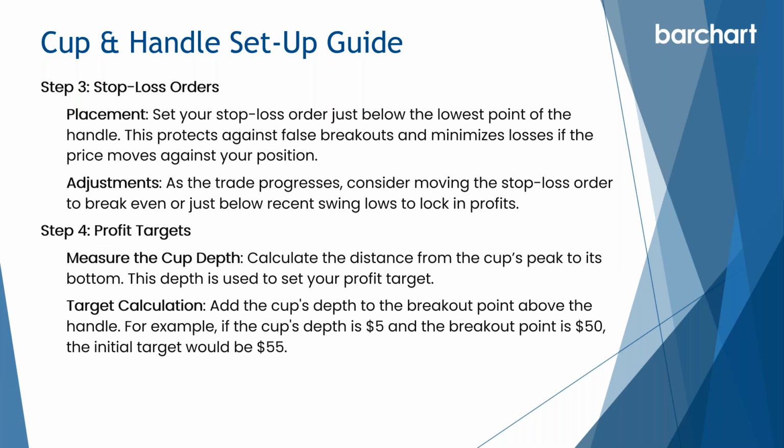So where are we going to set our stop losses? So first placement, I'm going to set my stop loss order just below the lowest point of the handle. And this is going to protect me against false breakouts and minimize my losses in case this position doesn't work, in case the market reverses on me in a very short period of time. Now, I will make adjustments of this trade as it progresses. And moving my stop loss order to first break even, or as the market starts to reward me, to my swing lows to help lock in profits.